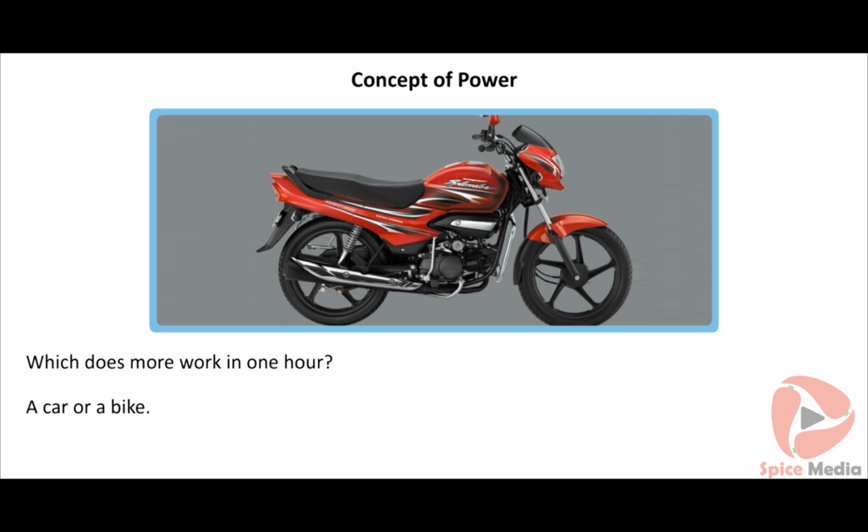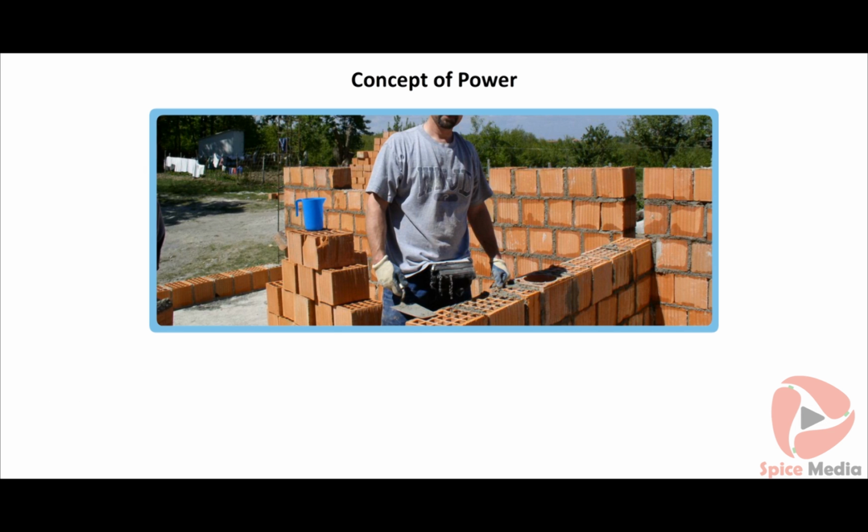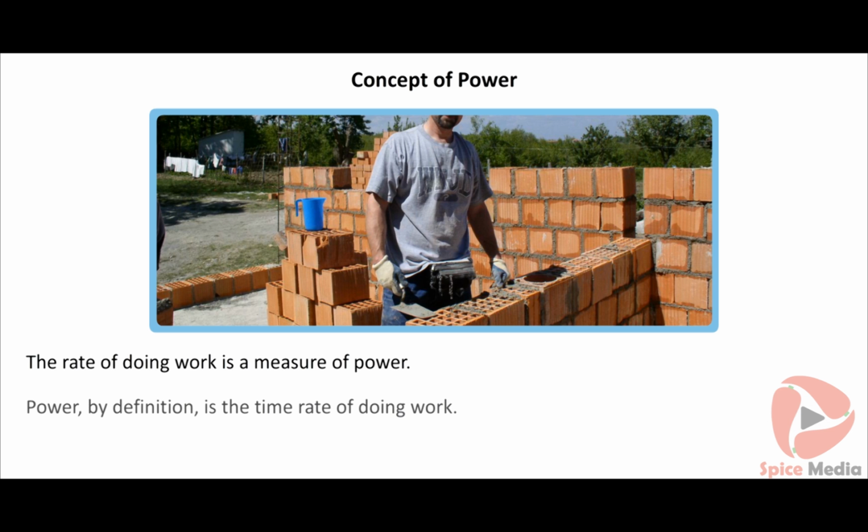Let us see another example. Tom and Tim are building a wall with bricks. Both could accomplish the work. The amount of work done is the same, but the time taken differs. Thus, work done and work done per time are different. The rate of doing work is a measure of power. Power, by definition, is the time rate of doing work.